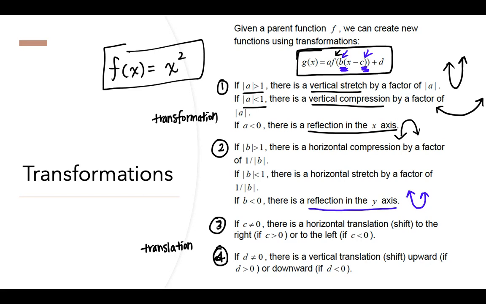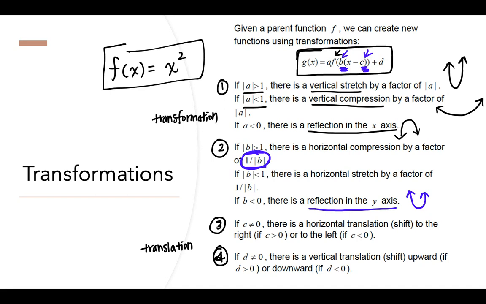So for example, if B is greater than 1, we say it's a horizontal compression. Why? Because we're going to flip it by B. So it's like 1 over B. But if B is less than 1, we say it's a horizontal stretch by factor of 1 over B. Okay, so that's the key information. It's reciprocal of B.